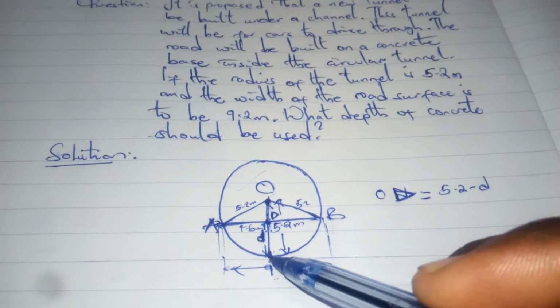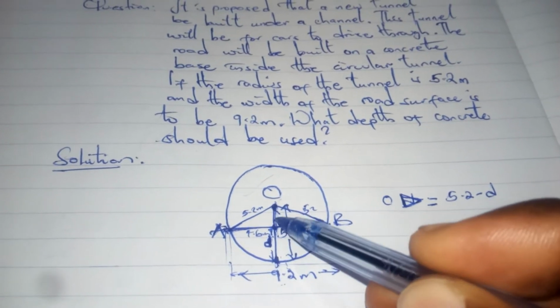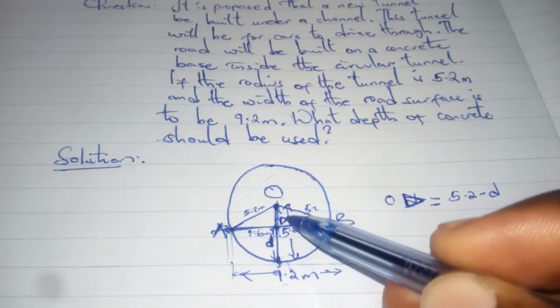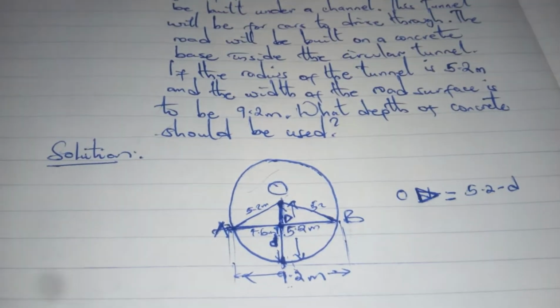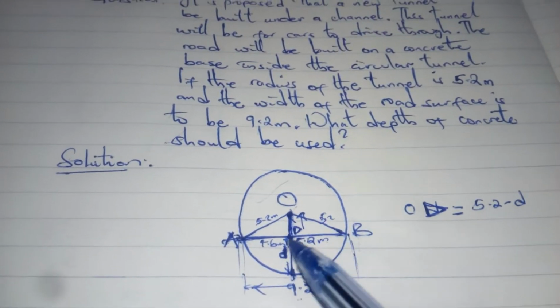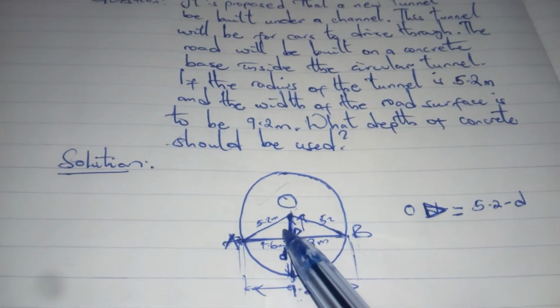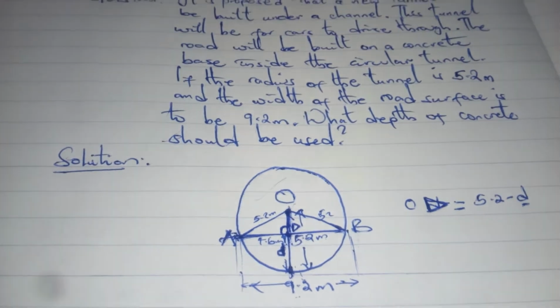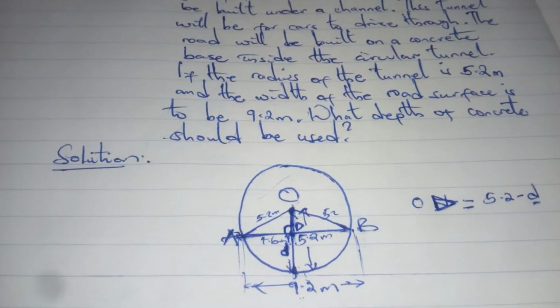Since the whole of that length is 5.2, to get that length we are going to remove this length D, which is unknown, from 5.2 to get that short length. But you realize that we still can't solve for this D that we need, the depth of the concrete. So what do we do now?